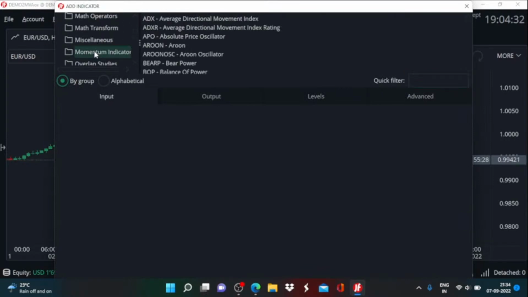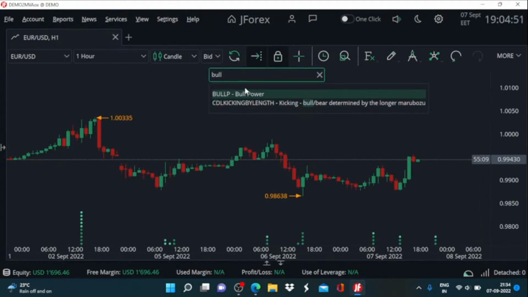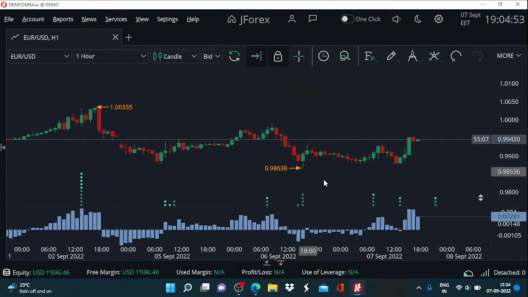Momentum indicators. Here it is listed just below the balance of power. Balance of power we will consider in the next session. Yesterday we considered bear power and today it's the turn of the bull power. Another easy option is to type in the name, and here we have this indicator.